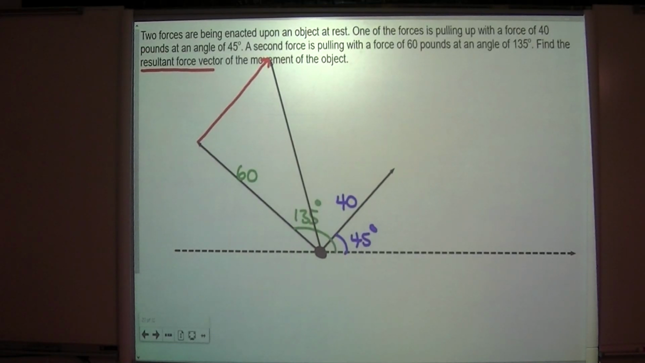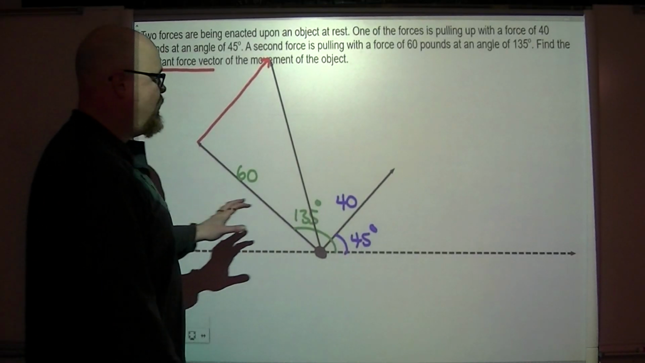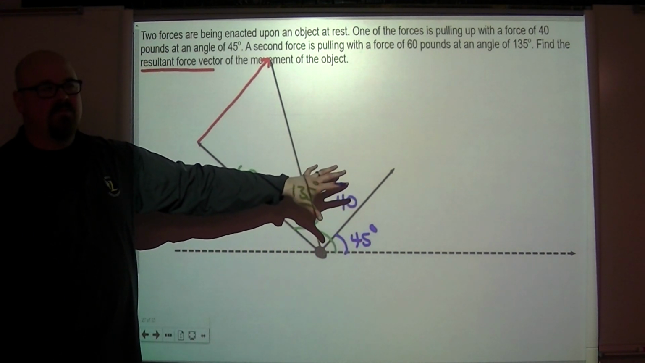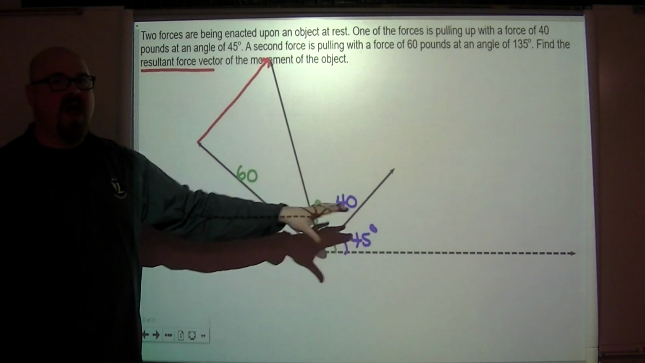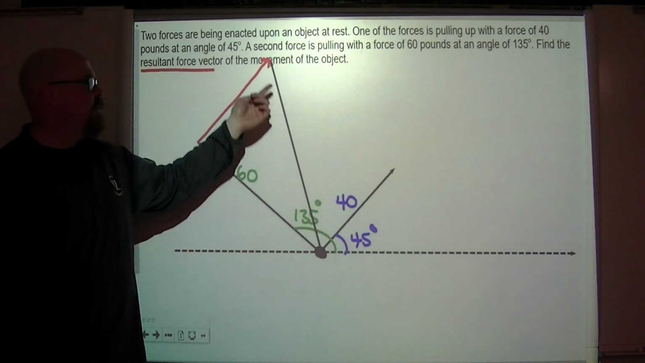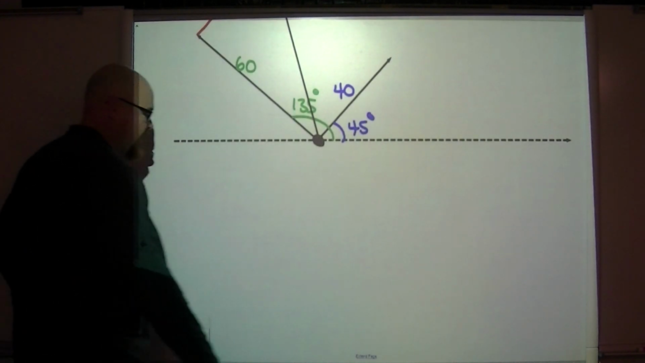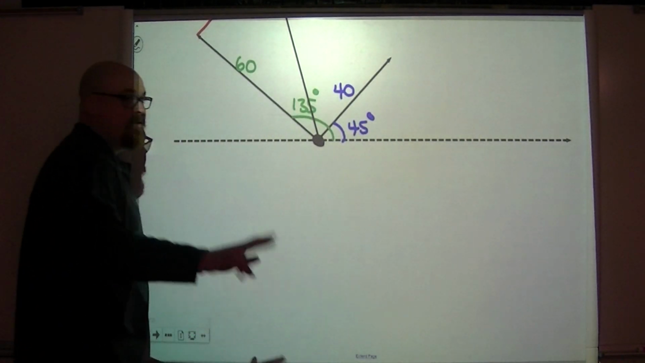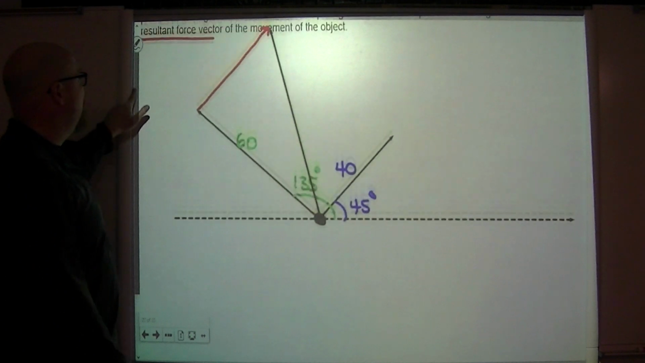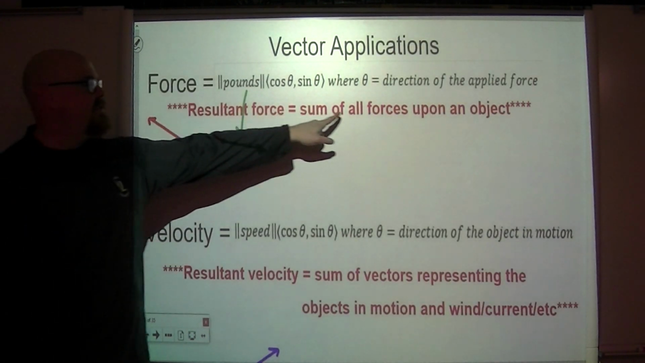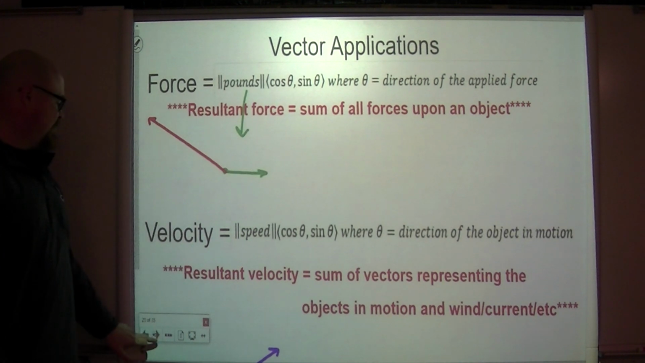Okay, so the previous video, if you didn't watch it, go back and watch it, explains just with the picture how we expect the resultant force of this object to look. Now we're going to do it all with numbers. So we have two forces and they want us to calculate the resultant force. The resultant force is the sum of all forces upon an object.